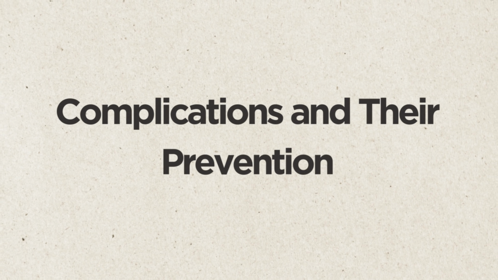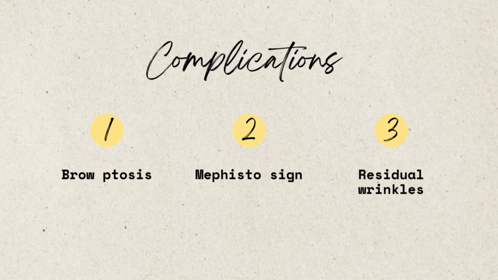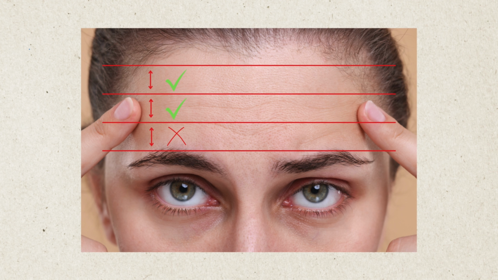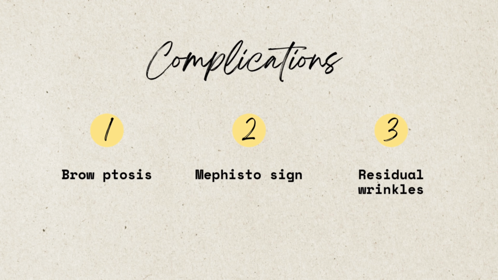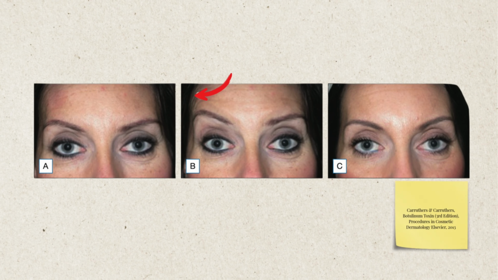Complications and their prevention. Brow ptosis, the most common complication caused by injecting into the lower band. Prevent it by strictly following the 3-band rule. Mephisto sign, the result of lateral points being too superior or too strong. Prevent with balanced placement. If it occurs, correct at follow-up with microdoses.